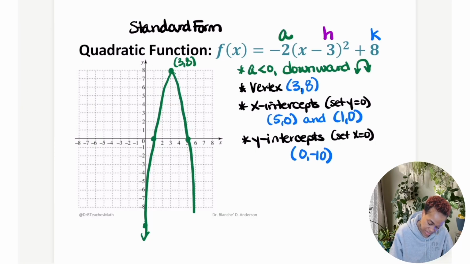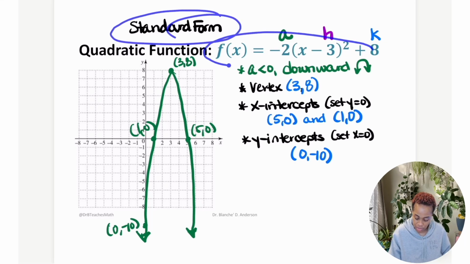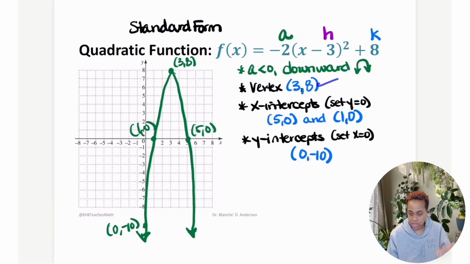Draw this leg of the parabola. It's kind of ugly, but y'all get the gist, right? 5, 0. And then this is 1, 0. And then this is 0, negative 10. So that's why I say the form matters. If you already have it in this standard form or this vertex form, you got the vertex, find the x-intercepts, y-intercepts, and then you keep it moving. Okay, easy.